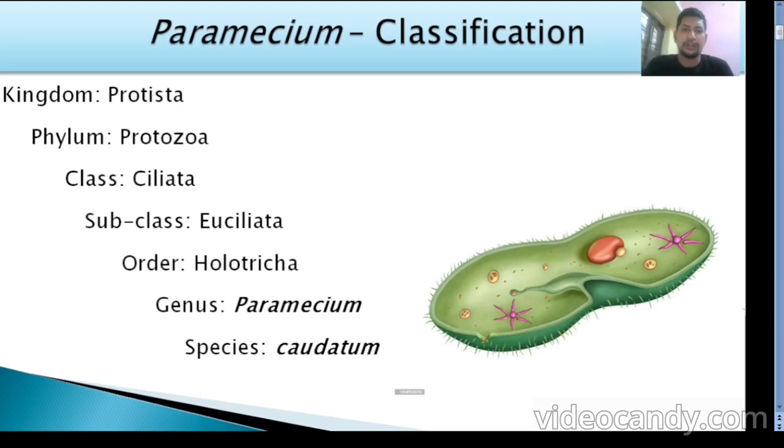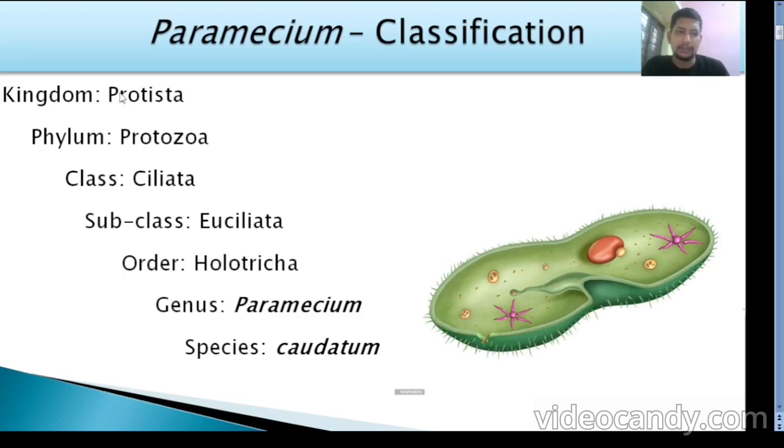So first we are going to study about the classification of paramecium. The paramecium belongs to the kingdom Protista, phylum Protozoa, class Ciliata, subclass Euciliata, order Holotricha, genus Paramecium, and the species Caudatum. So this is the diagram of paramecium.